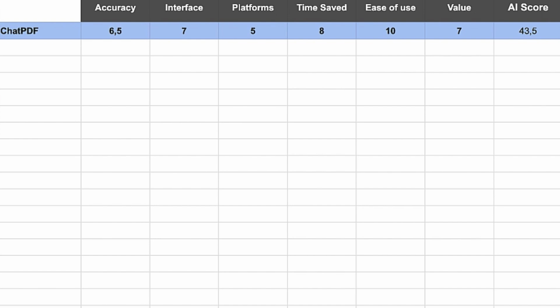Time saved is an 8, because I think you're going to save a lot of time using this tool, interacting. If not just because you still have to read, but just interacting with the document itself is a tremendous amount of time saved there. And the ease of use is a 10. I mean, you cannot do easier than that. You just drop the document and then you start talking to it. So that's definitely a 10. And the value it brings overall, for me, it's a 7. It's definitely something you should have in your toolbox and use on a daily basis.